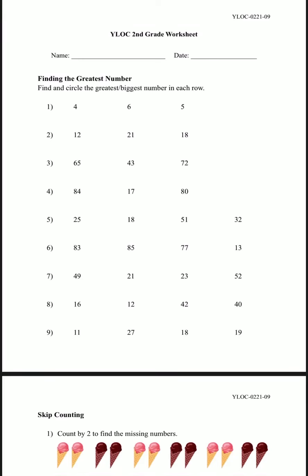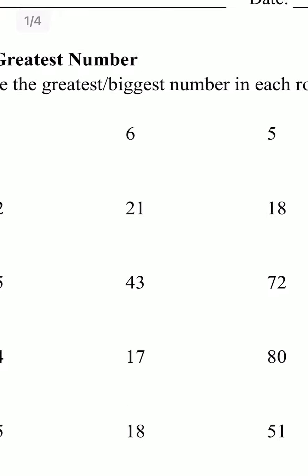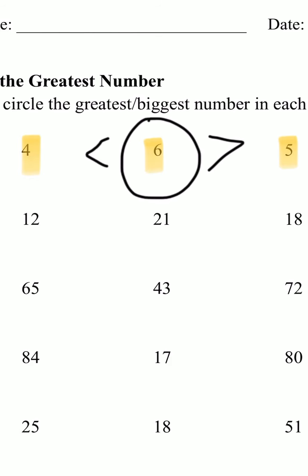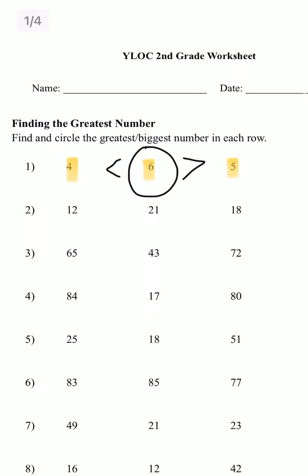Hello, today we are going to work on lesson 9 and we are going to first find and circle the greatest or the biggest number in each row. Let's look at number 1. For number 1, we have 4, 6, and 5. And 6 is greater than 4 and it's also greater than 5. So 6 is the greatest or the biggest number in number 1.